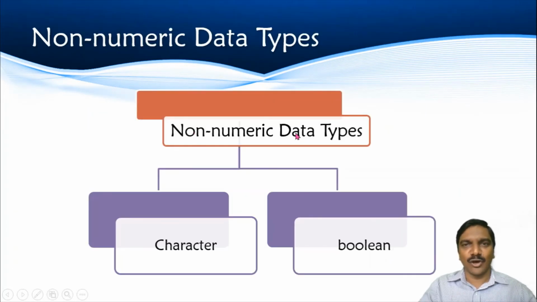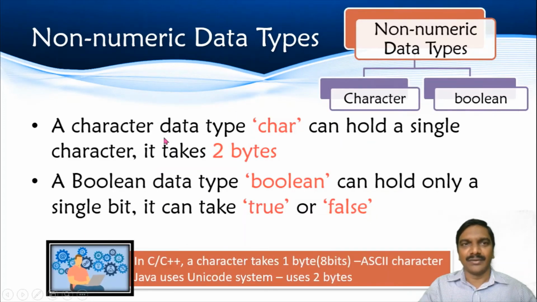Next comes the non-numeric data types. These are not numbers, right? Non-numeric means not numbers: characters and Boolean data types. We know that char is used to store a character. What are characters? Alphabets, small a to small z, then capital A to capital Z, then single digits 0 to 9, then some other special characters like hash, star, all these things you can store in characters.